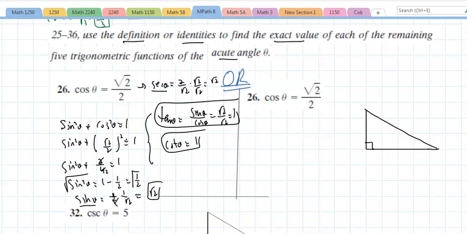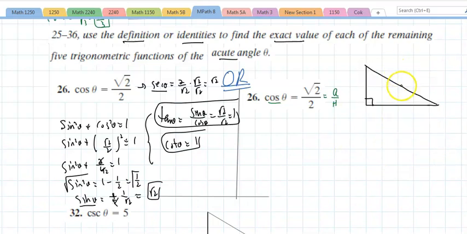I have another option, and that turns out to be much more efficient. If I am to say this is the adjacent over the hypotenuse because it's a cosine, draw the triangle. You have to make a call where theta is. If I call theta to be right there, then this is the opposite. The adjacent will be radical 2 and this will be a 2.